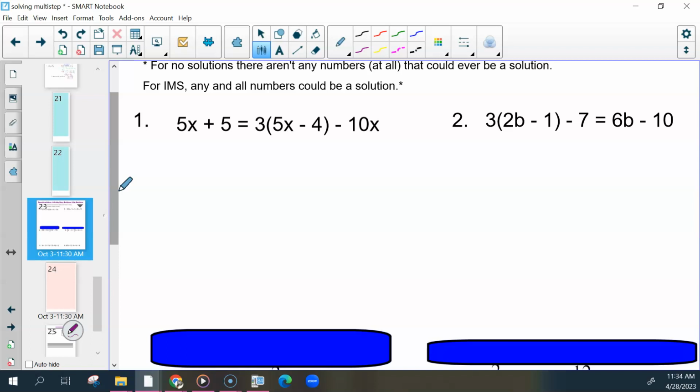What's our first step in number 1? Distribute. 3 to everything there. 5x plus 5 equals 15x minus 12 minus 10x.